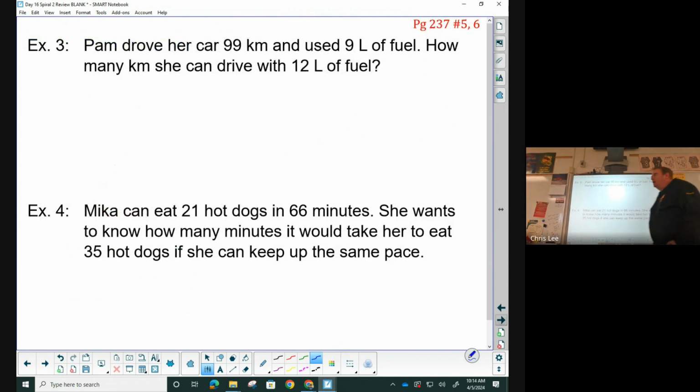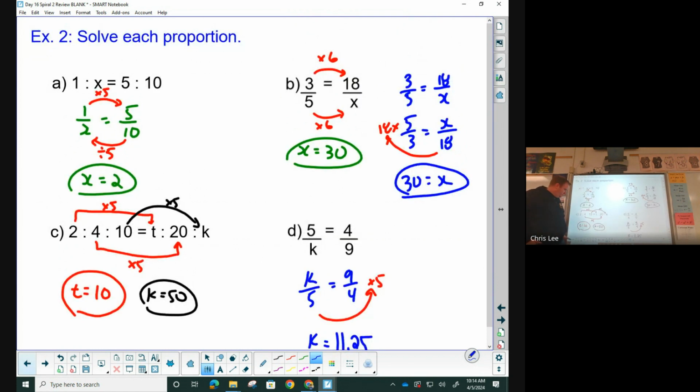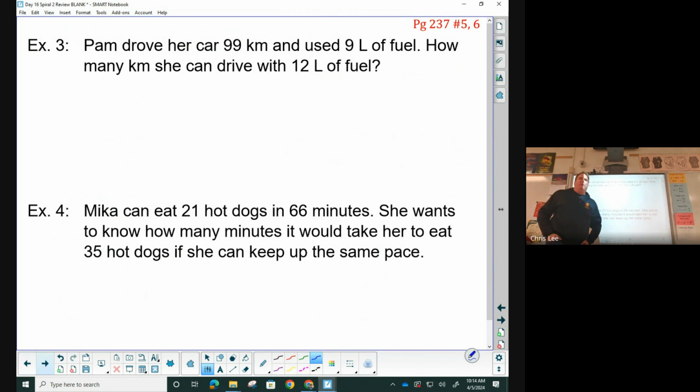Okay. Now, we got really used to doing the proportions by themselves. These word problems, all we have to do is make up the proportion. We got to make up these ratios. Okay. And one strategy to make up these ratios is to do what? The letters. The letters or the English, right?